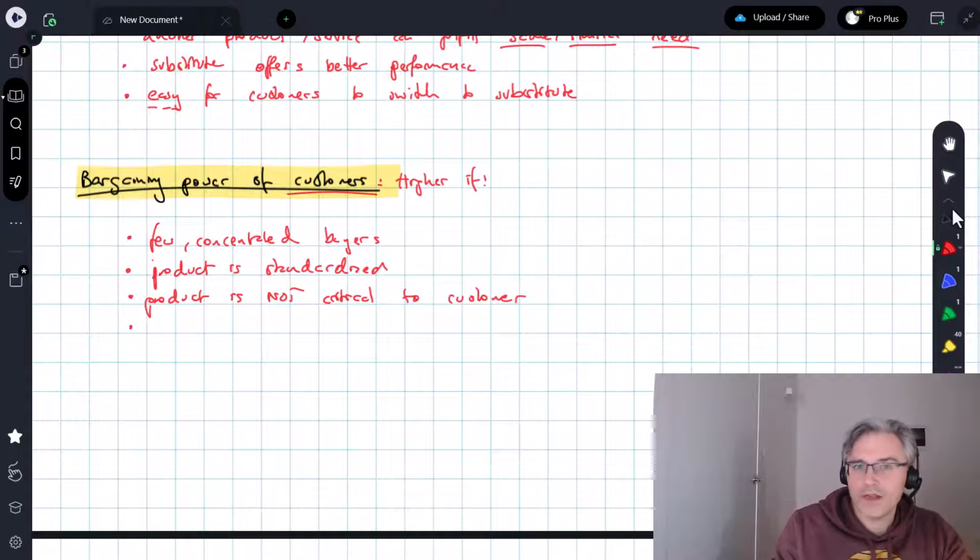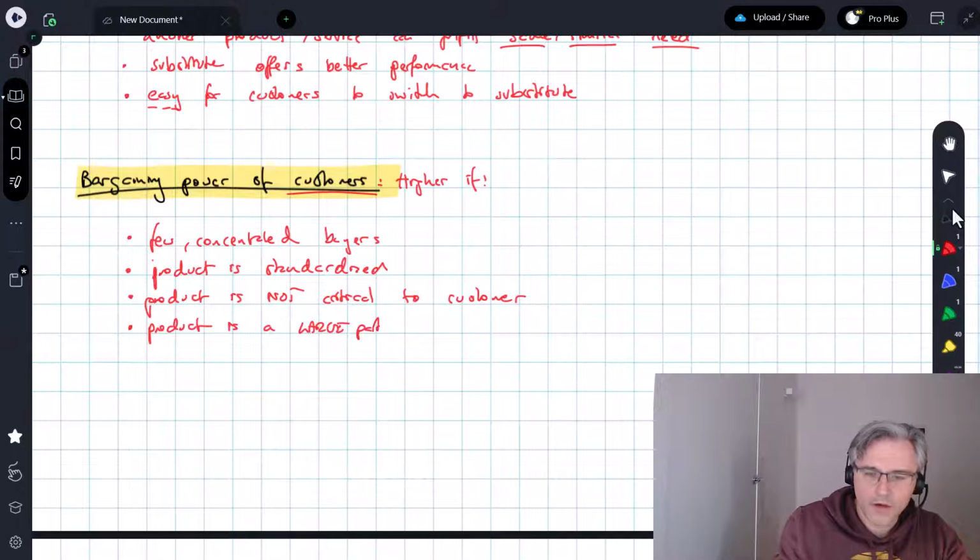Now, the bargaining power of customers is also high, and this may strike you as a little bit odd, when the product is a large part of the customer's budget.